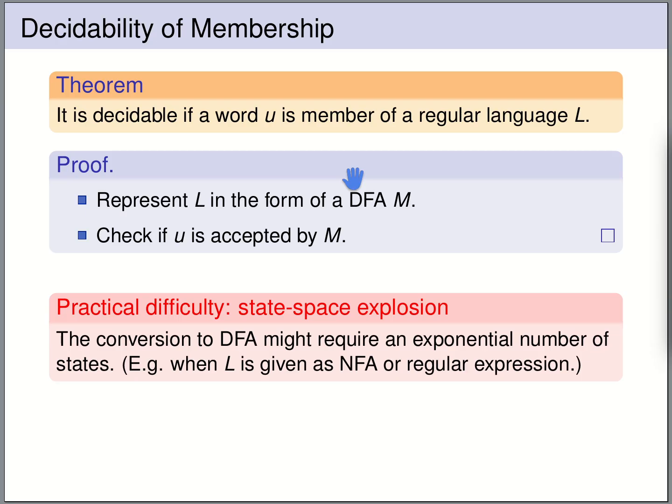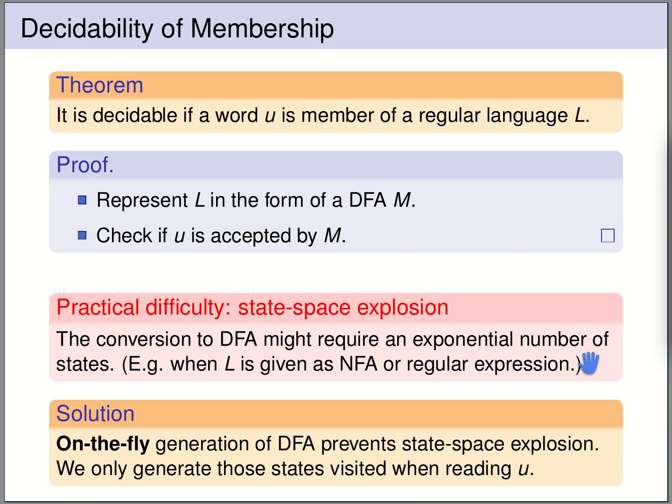And an exponential increase is never good. Even if you have an automaton that's quite small, with 100 states, then 2 to the 100 is quite big and possibly too big for a computer to handle. Now, what can we do to avoid this state space explosion?